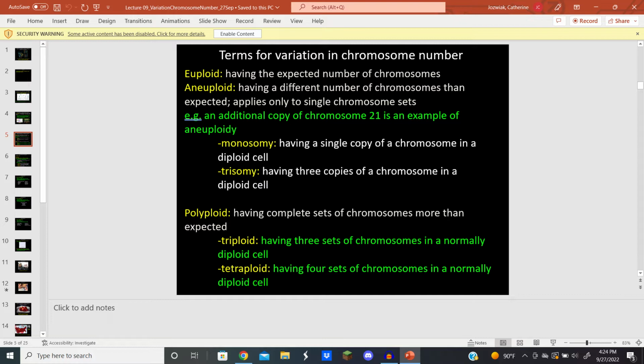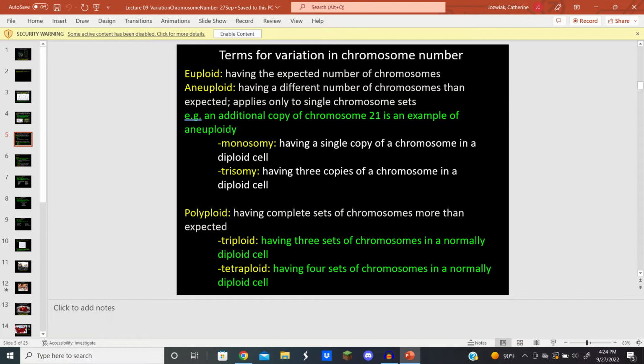Few terms to deal with, and some of this should probably be review at this point. When we talk about organisms that have the expected number of chromosomes, those are what we call euploid. You guys remember from previous science classes, what does EU mean? Whenever you see EU together, it means true or good, right? Like the expected or the normal number. Aneuploid means not euploid, right? And so that means not the expected number. Keep in mind that aneuploidy only refers to copies of a single chromosome.